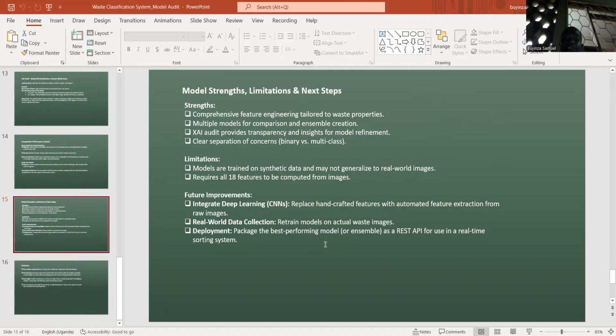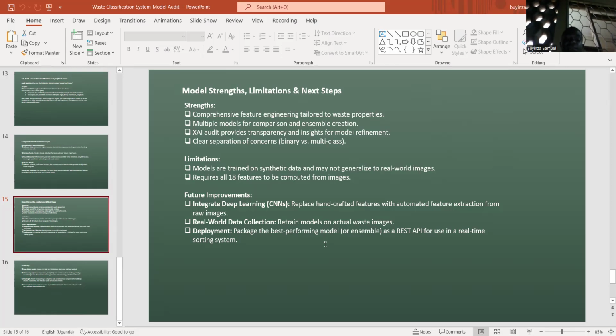We have comprehensive feature engineering that is tailored to waste properties among the strengths. The second is multiple models for comparison and ensemble creation. The XAI audit provides transparency and insights for model refinement, and there is a clear separation of concerns. Then for the limitations, the models are trained on synthetic data and may not generalize to real-world images. It requires all the 18 features to be computed from images. Those are the two limitations.